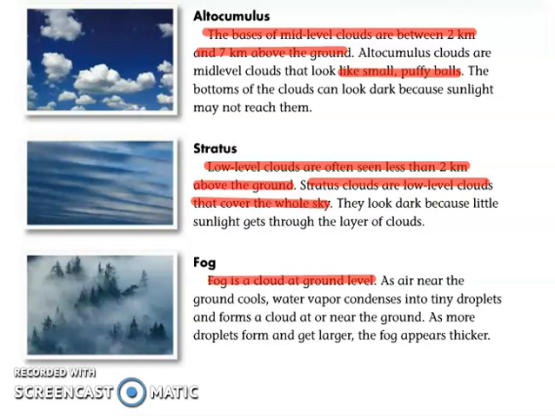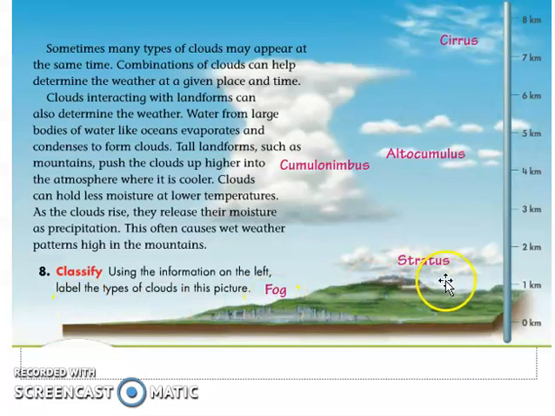So here are the other types of clouds as I've discussed a while ago. We are now in stratus. Stratus clouds are low-level clouds. They stay until 2 kilometers above the ground. If you look at the illustration, this is the level of stratus, 2 kilometers away from the ground.